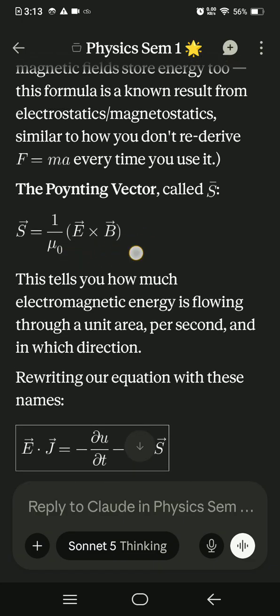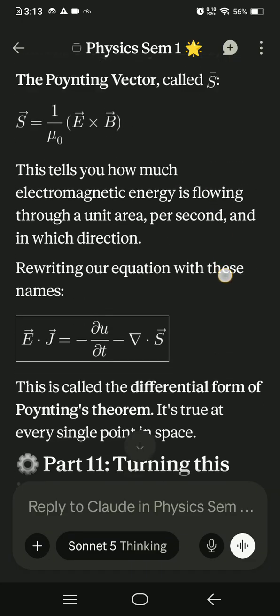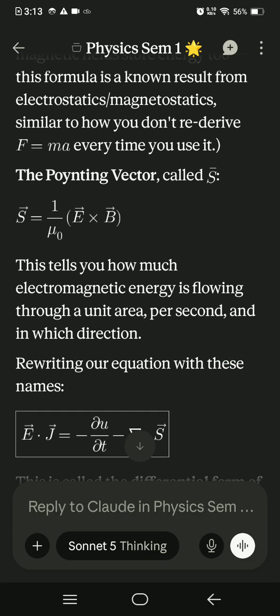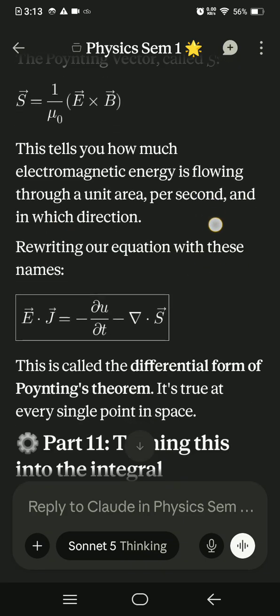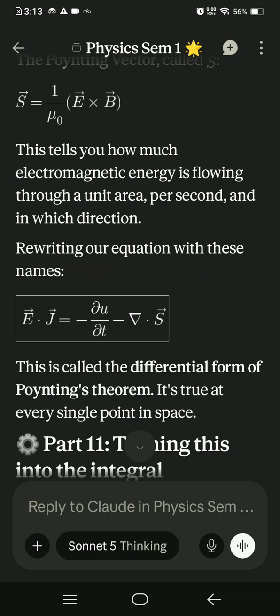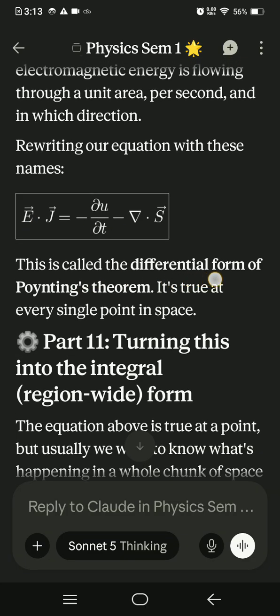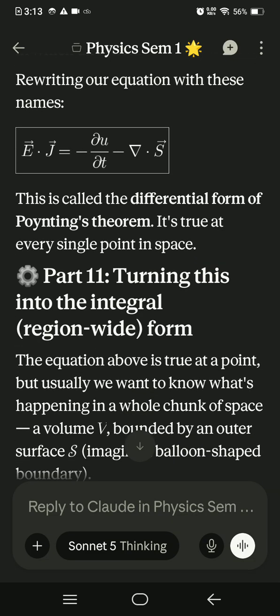I don't know if this is also a known thing and we just identified it, or if it became a thing after Poynting's theorem. Anyway, this tells you how much electromagnetic energy is flowing through a unit area per second and in which direction. Rewriting the equation with these names, substituting u and S back, we get this equation. This is called the differential form of Poynting's theorem. It's true at every single point in space.